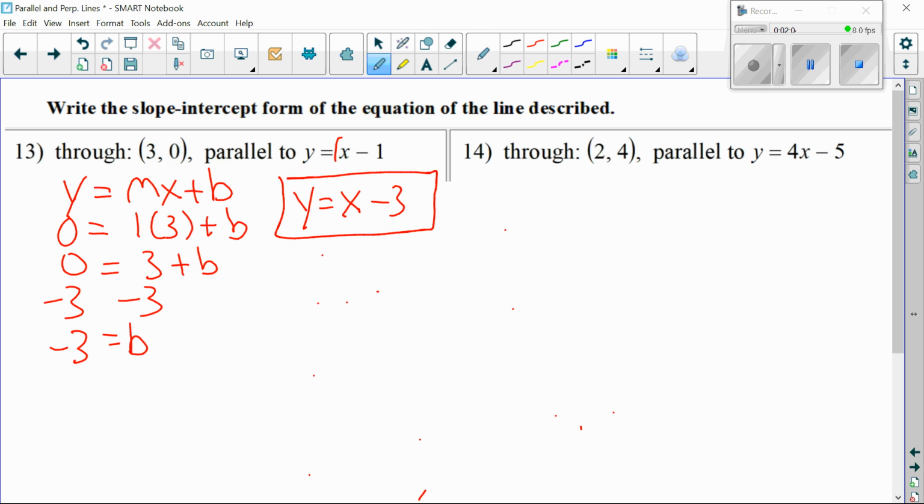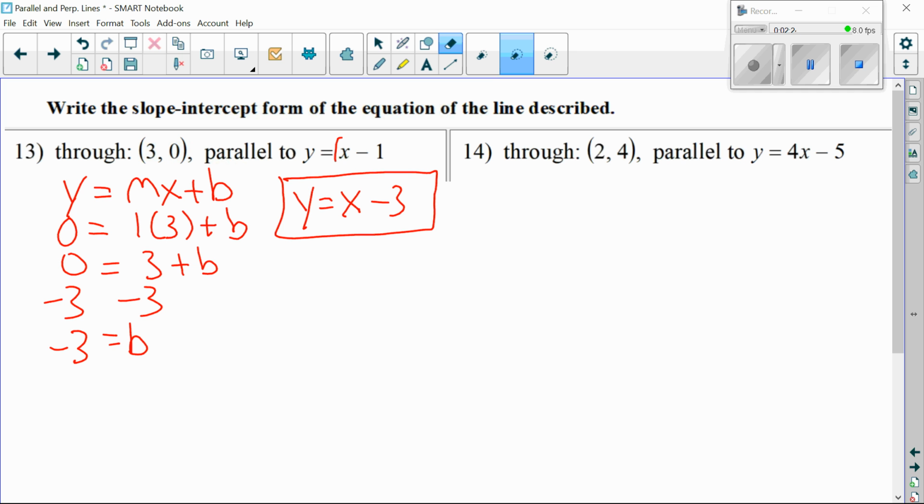Take a look at number 14 to see if you can solve that one. You can pause the video here. All right, let's take a look at 14.